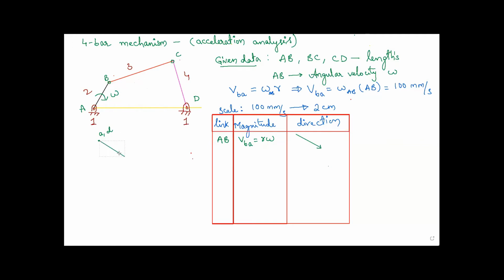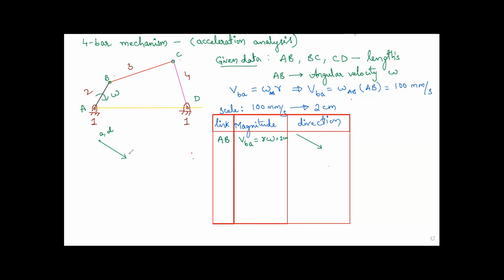So 2 centimeters in this direction, I'm going to draw a line with an arrow which is pointing in the downward direction. Here I will write the magnitude as 2 centimeters for now. And what is the next step now? I have to label it: this point is B and this line is representing velocity of B with respect to A. Now go to the next link.